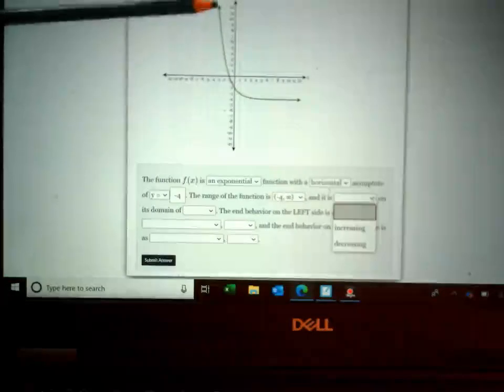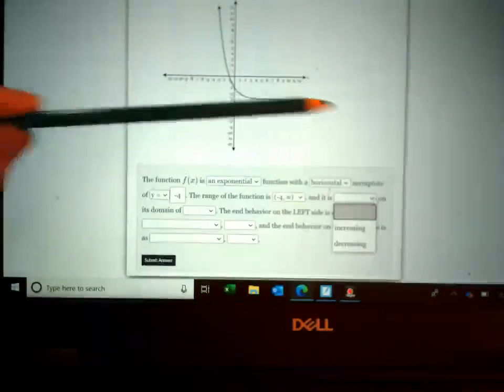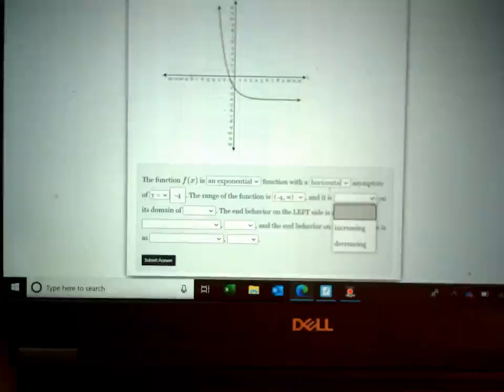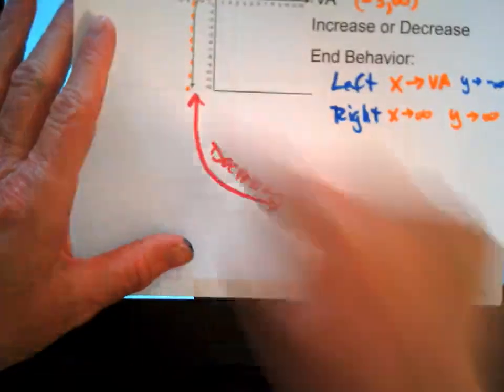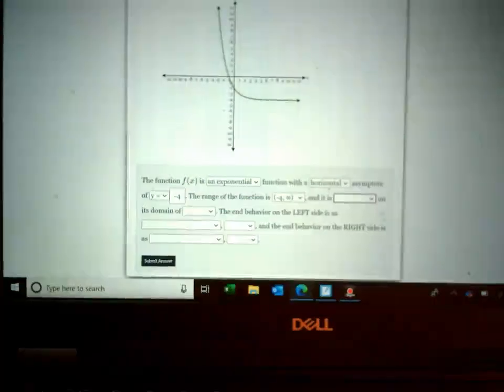And is this increasing or decreasing as it's going through the domain? So what we're saying here is, as we move from the left to the right, does this graph go down or go up? And this is a graph that is decreasing. This is going down as we move to the right. So I showed you that right here. It looks kind of like this. It's decreasing as it goes down to the right. And its domain, what's the domain?